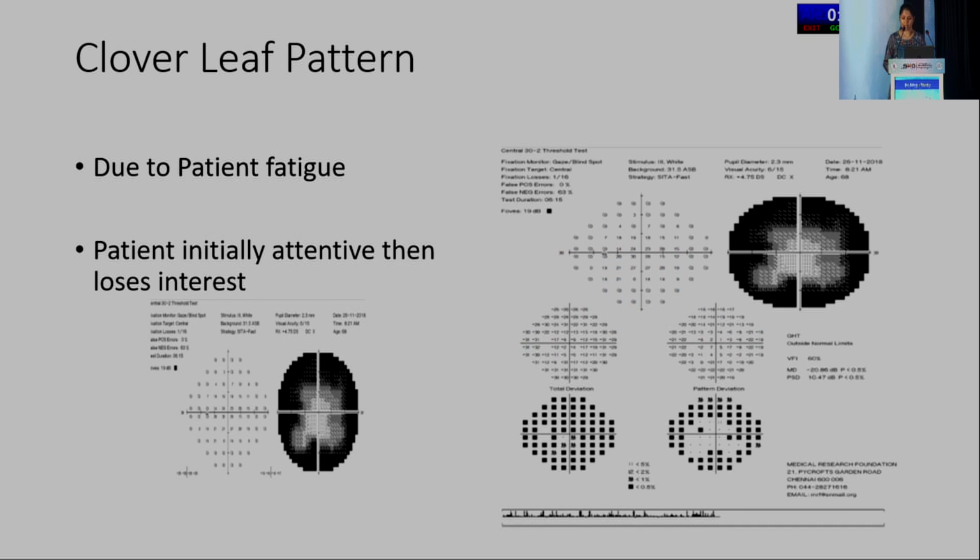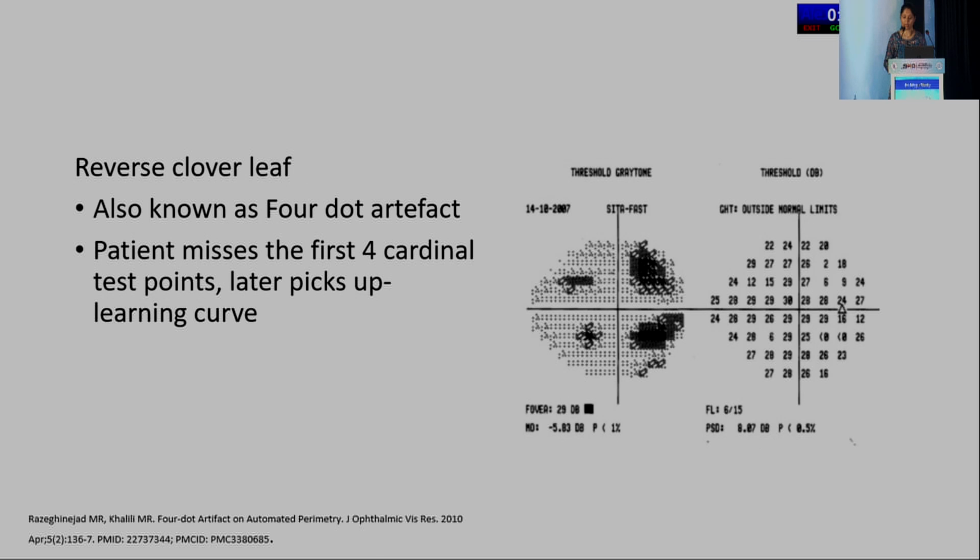Clover leaf pattern is another common artifact seen due to patient fatigue. Here, the patient who is initially attentive responds well to the central testing points, and as the test progresses, because of fatigue, he would not respond for the peripheral points. So another entity called reverse clover leaf, also known as 4-dot artifact. Here, the patient misses the first 4 cardinal points, later picks up.